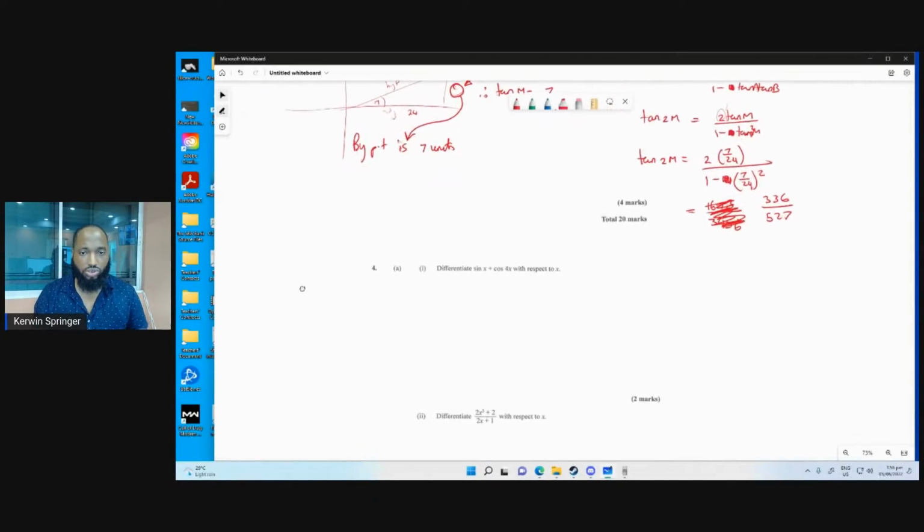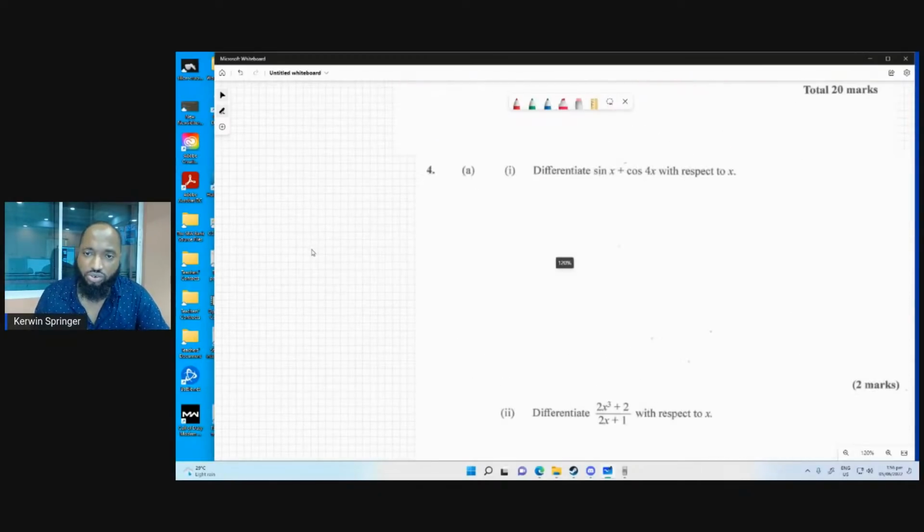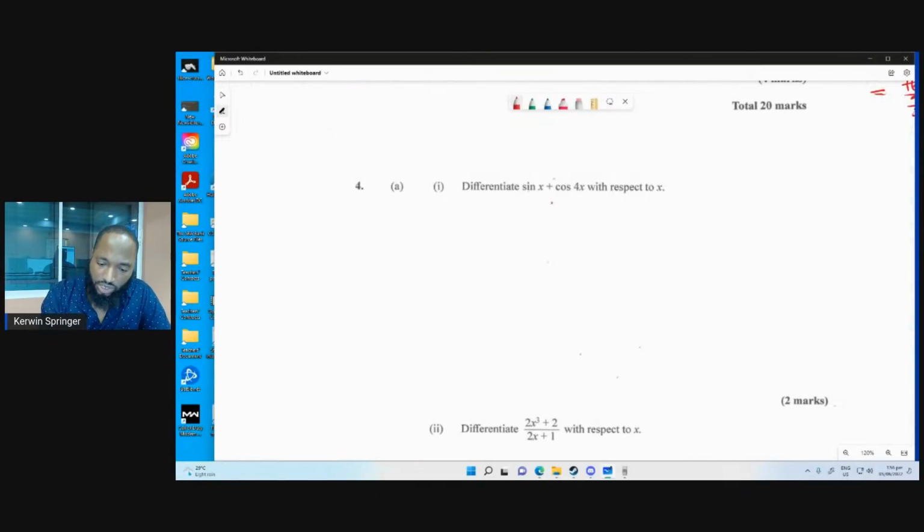Apologies. Differentiate sine of x. Oh, we should do differentiation. Differentiate sine of x plus cos of 4x with respect to x.